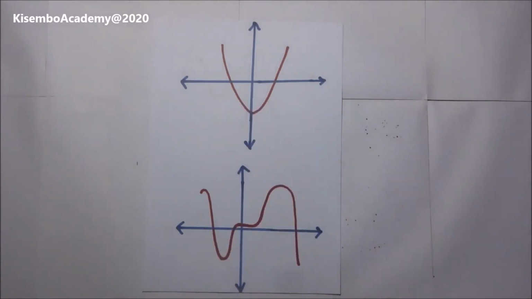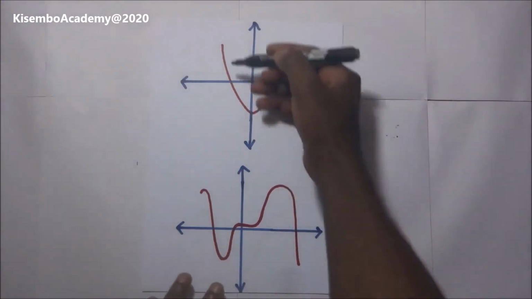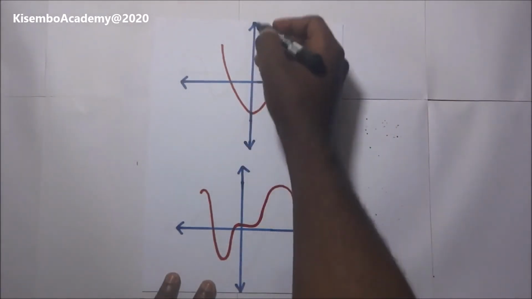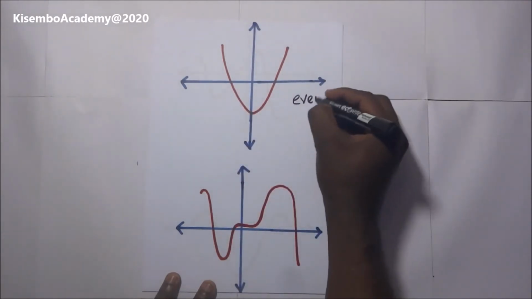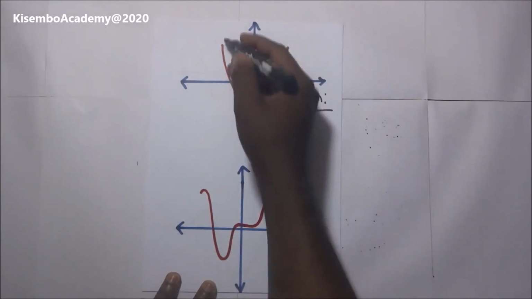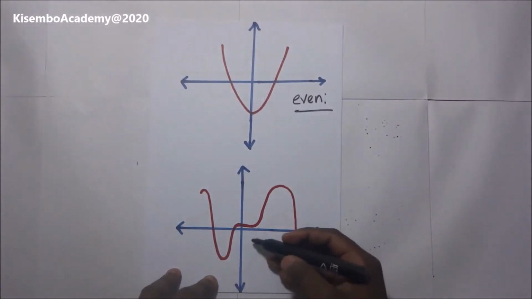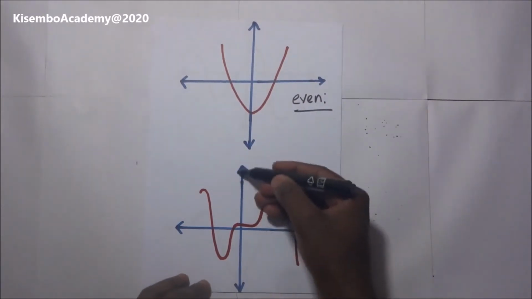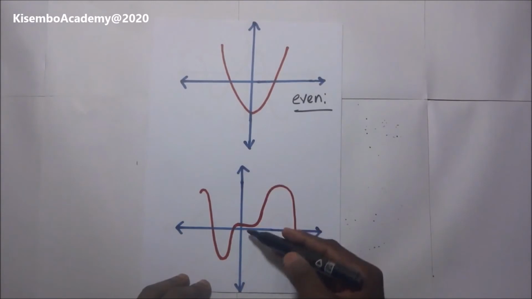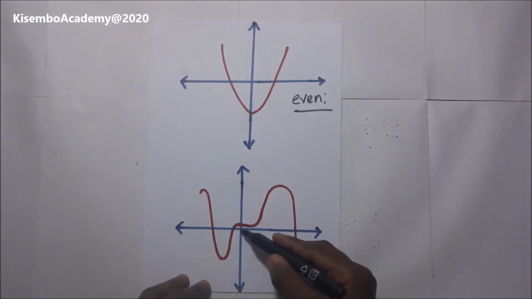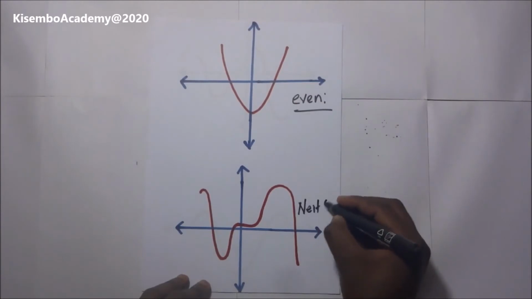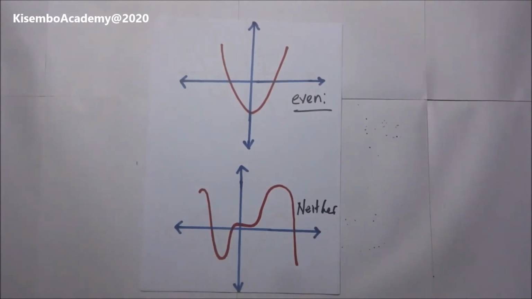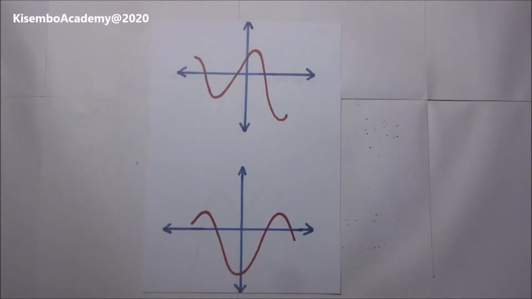So the first graph here is a quadratic graph. Of course, this is symmetrical about this axis. It's symmetrical, so this makes it an even function. Then if you look at this one, it is not symmetrical about the y-axis, and it is also not having any rotational symmetry about the origin. So this one is neither odd nor even. Then we have this one right here.